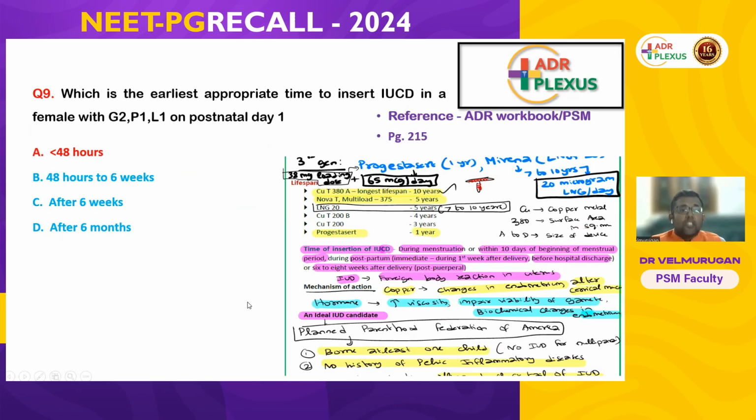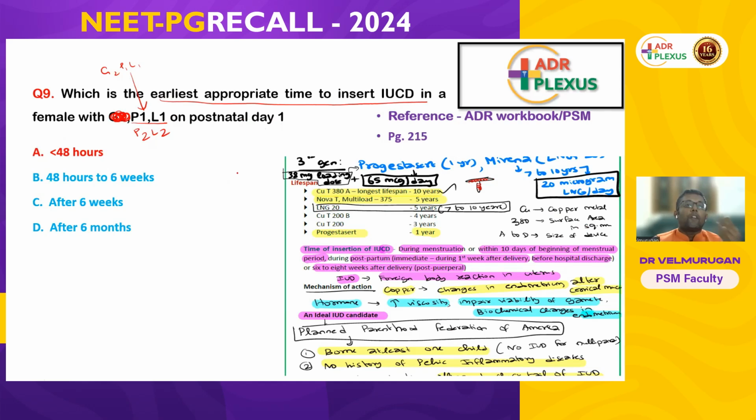Next, which is the earliest appropriate time to insert IUCD in a female with G2P1L1 on postnatal day 1? Okay, so this G2 will not come because she has delivered. When she delivers, it may become like P1L1 or P2L2. So this G2P1L1 on delivery, it may become P2L2.